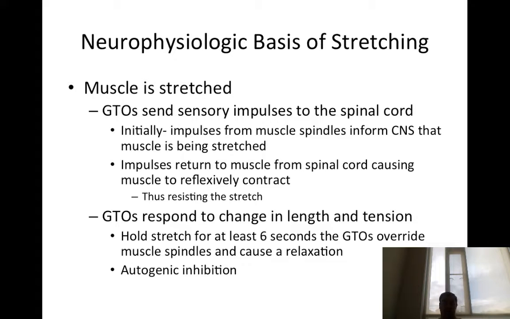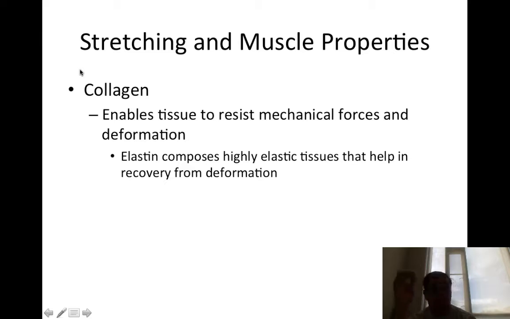The GTOs respond to the change in length and tension. So now if we provide more tension, the more GTOs are firing, the more resistance to the stretch we're getting. It's reflexive, right? It's called autogenic inhibition. If we hold a stretch for at least 6 seconds, the GTOs override the muscle spindles and can cause a relaxation, right? When that relaxation occurs, it's really that autogenic inhibition phase. It's that good phase where we're actually going to get a much better stretch. So how long do you hold a stretch for? We'll get there. So, 6 seconds, and you'll hear that 6 seconds again during PNF stretching.